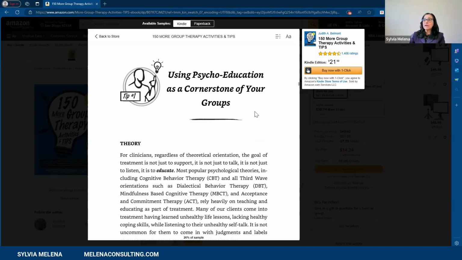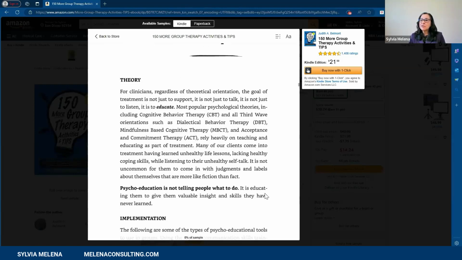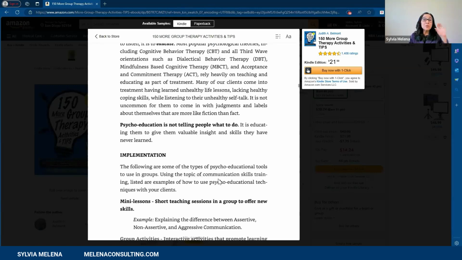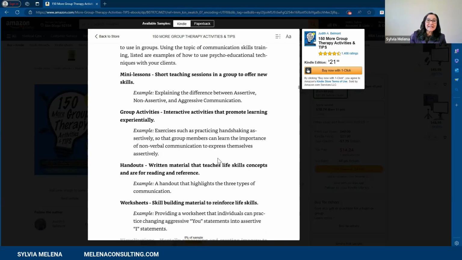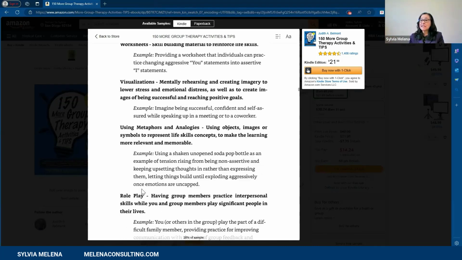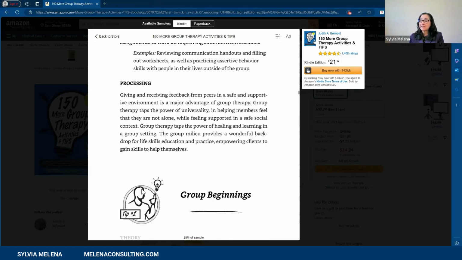So all chapter 1 is tip 1. The tip is using psychoeducation as a cornerstone of your groups. And so all she did is she gave you the theory, and it's really quick. See how quick it is? And then implementation. And in implementation, she gives you a few little quick tips, mini lessons, group activities, handouts, and worksheets, and visualizations, and then she's done.